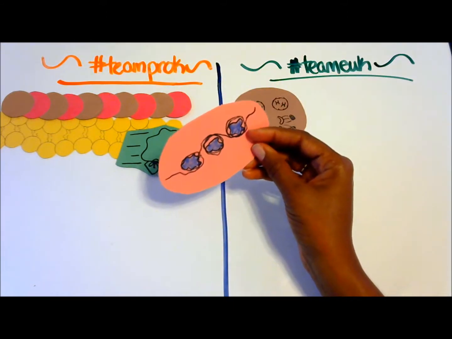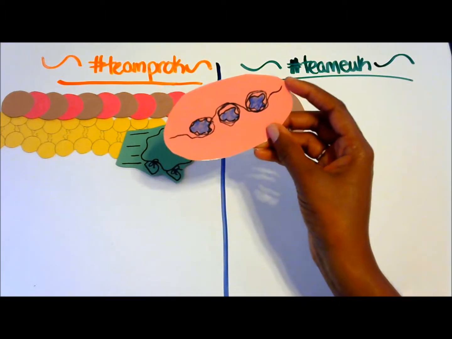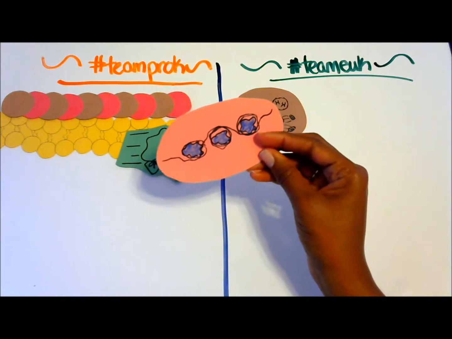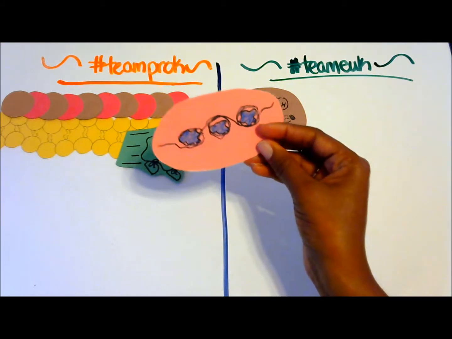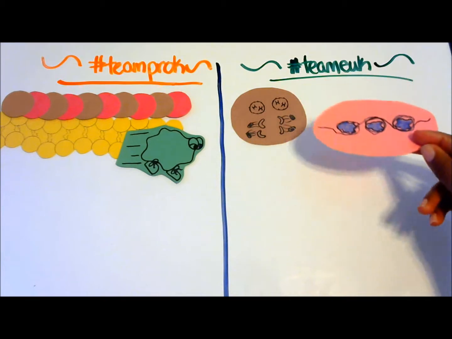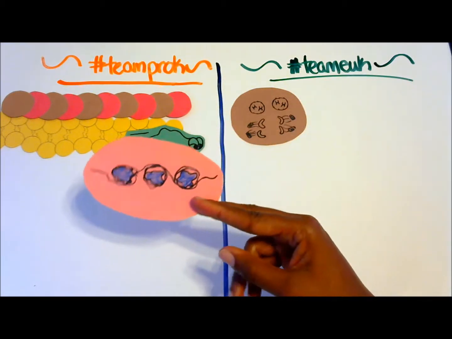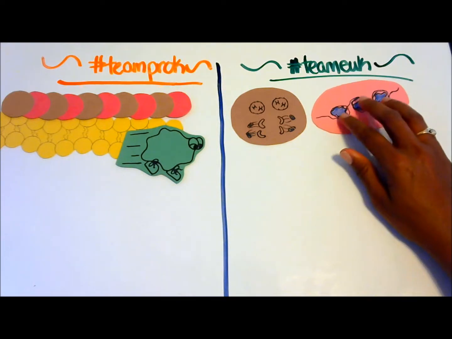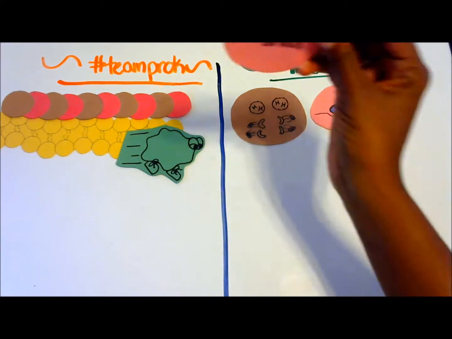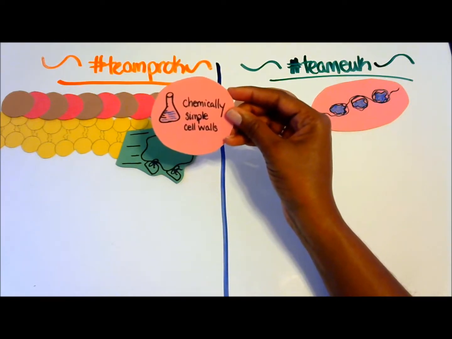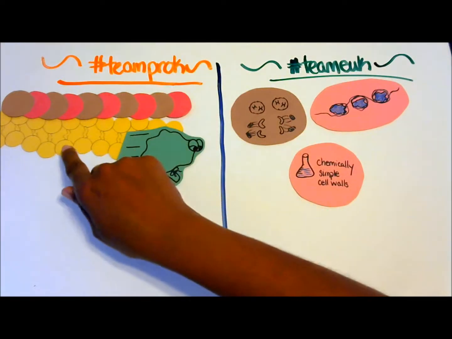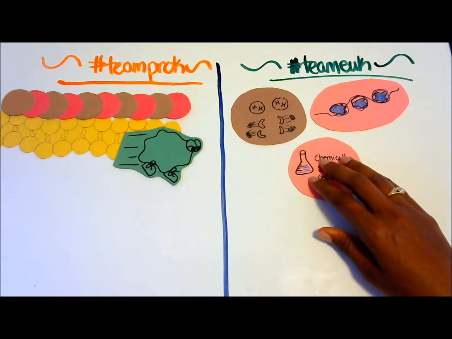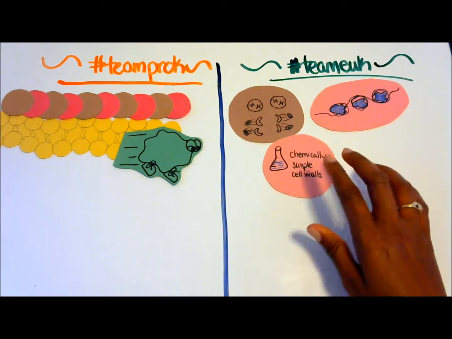Next one. This team has non-histones and histones. Now these are proteins and the DNA is wrapped around these proteins. Team prokaryote or team eukaryote? Team eukaryotes. They have histones and non-histones. Next one is chemically simple walls. This should be a simple one. It's team eukaryotes. Since team prokaryotes have a peptidoglycan and a plasma membrane, we know that team eukaryotes have a chemically simple cell wall.